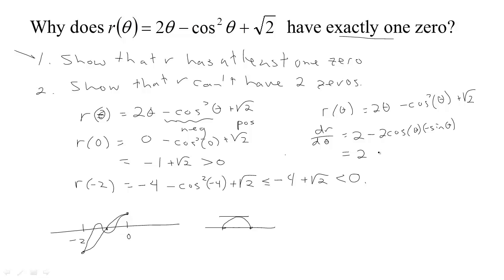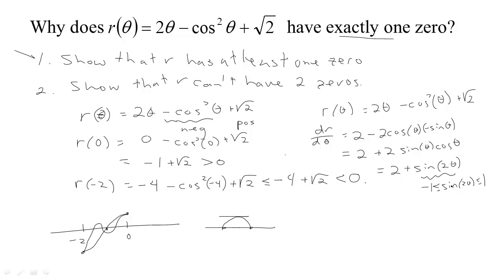So this is 2 plus 2 times the sine theta times the cosine of theta. 2 sine theta cosine theta is actually a double angle identity. 2 sine theta cosine theta is equal to the sine of 2 theta. And here's where I notice something. This is always positive because the sine of 2 theta is always between negative 1 and 1. Right? The sine of any angle is between negative 1 and 1.